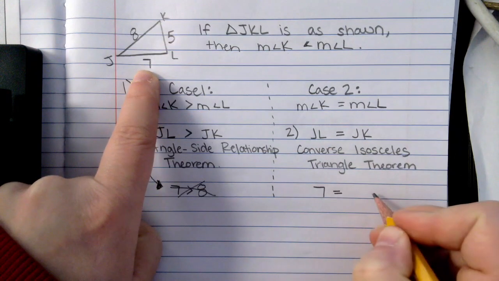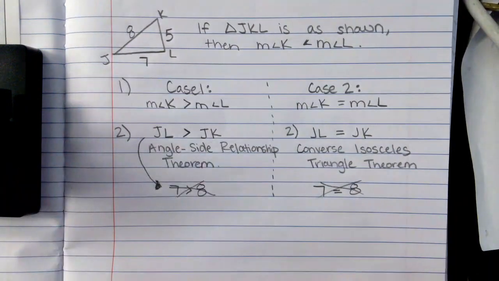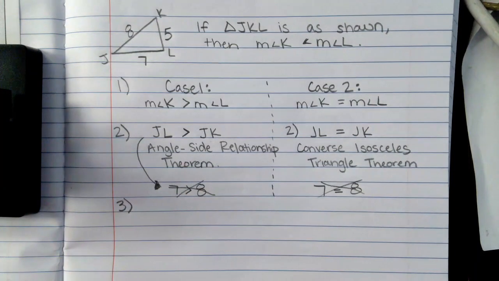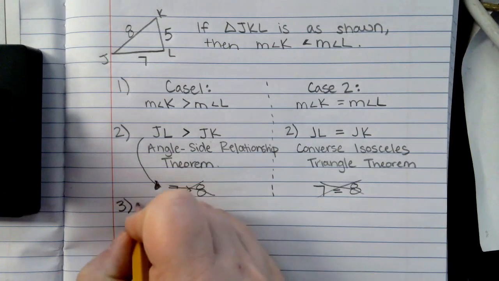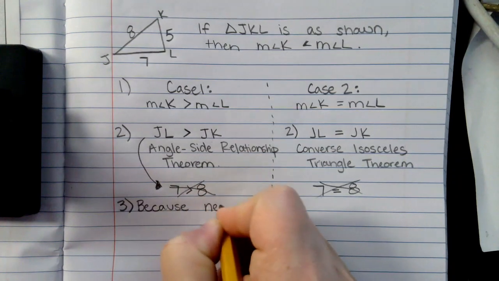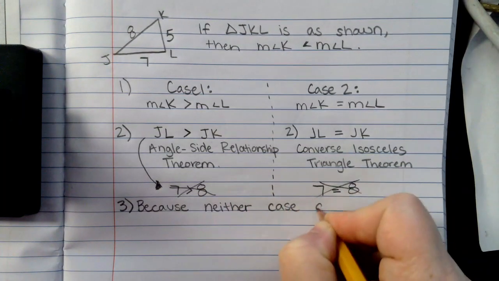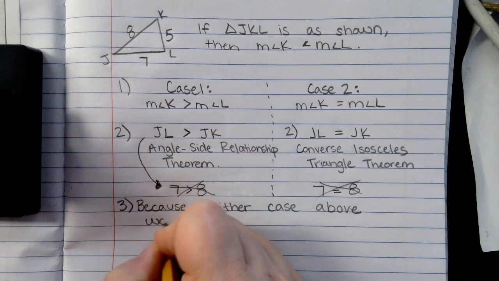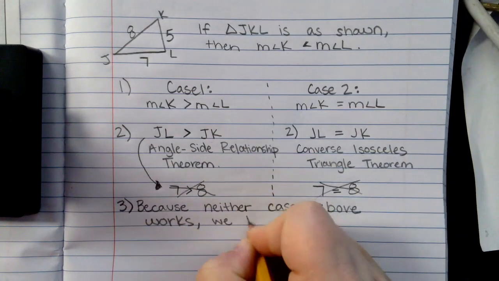So because those two options don't work, what's the only option left? The original, that's less than. Okay, so because neither case above works, we know the measure of angle K is less than the measure of angle L.